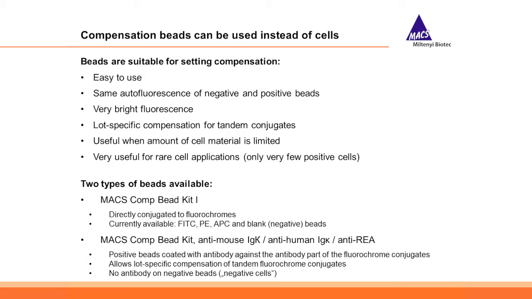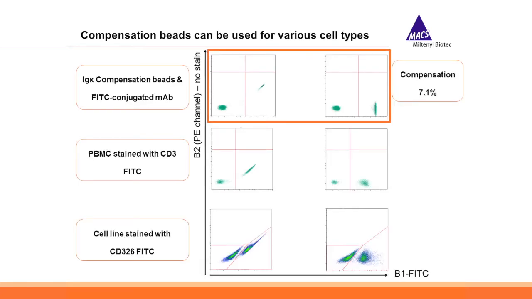So when you're using the REA clones, you also have these catch beads. So you can load these beads with your antibody, and then they become positive because the antibodies carry the fluorochrome, and then you can use them for compensation. And since they will catch also the tandem fluorochrome conjugates because they're also an antibody, you can do the lot-specific compensation. And they're really easy to use, and you can use them on a variety of cell samples. And that's what I would like to show you in this example.